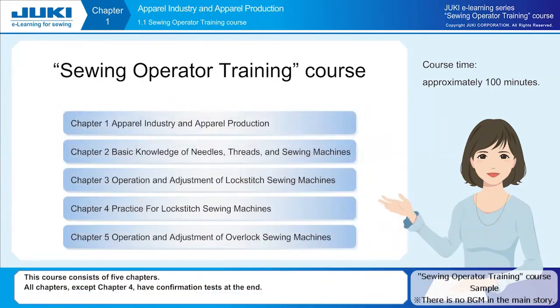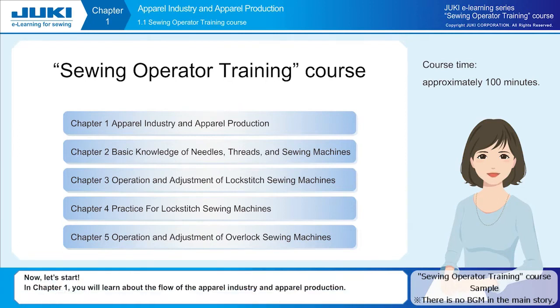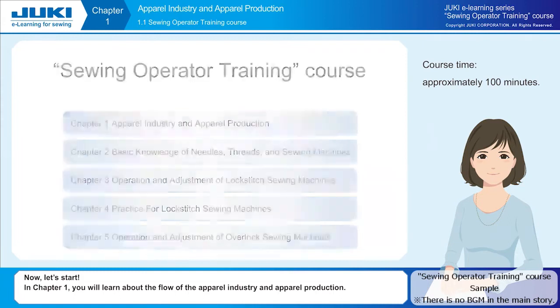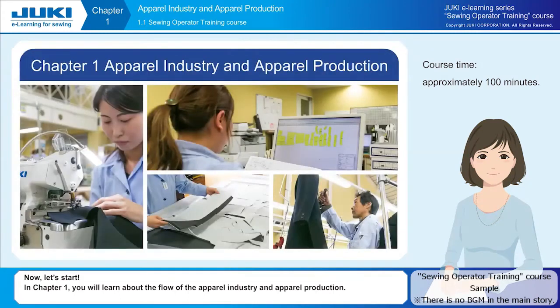This course consists of 5 chapters. All chapters, except Chapter 4, have confirmation tests at the end. Now, let's start. In Chapter 1, you will learn about the flow of the apparel industry and apparel production.